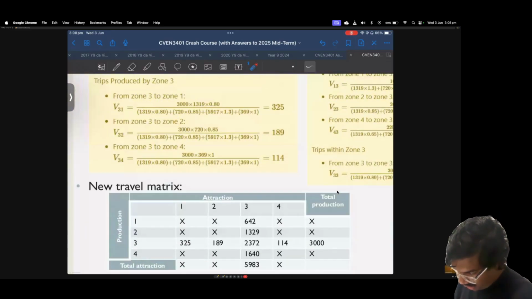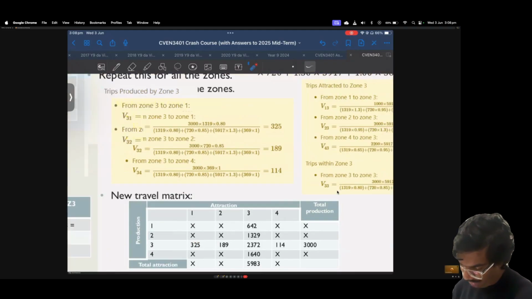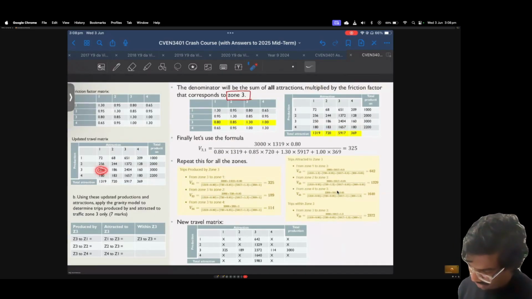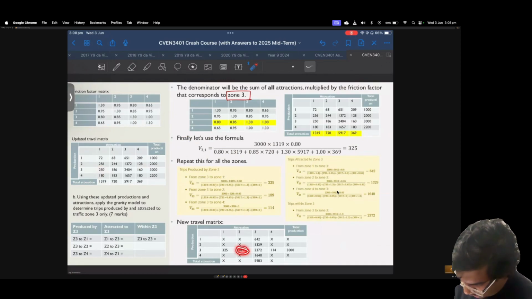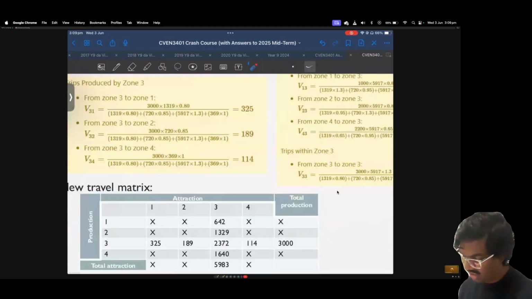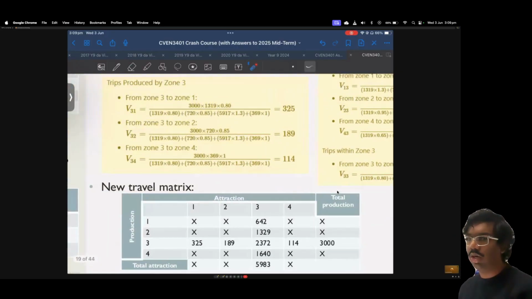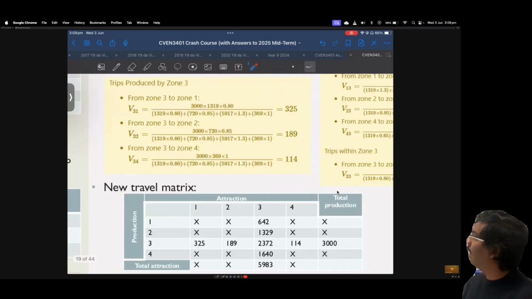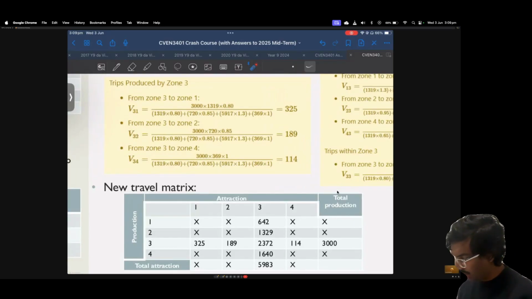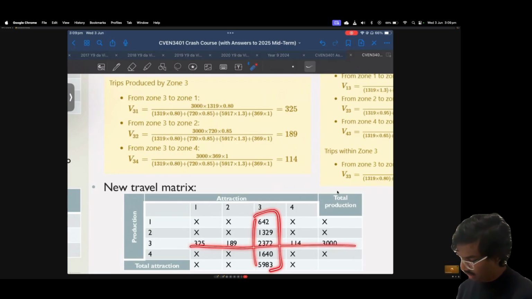So this is your new travel matrix, okay? Now we have 325 trips between zone 3 and zone 1. Before, we had only 250, so it's changed a bit. We had 189 now, before it was 186. We had 2372 now, before it was 2404. So everything's changed a little bit, not crazy changes, but slightly. So traffic modeling is an imprecise science. It's a lot of approximating and a lot of iteration. And yeah, all the x's are missing, but these are the values, okay? Great.